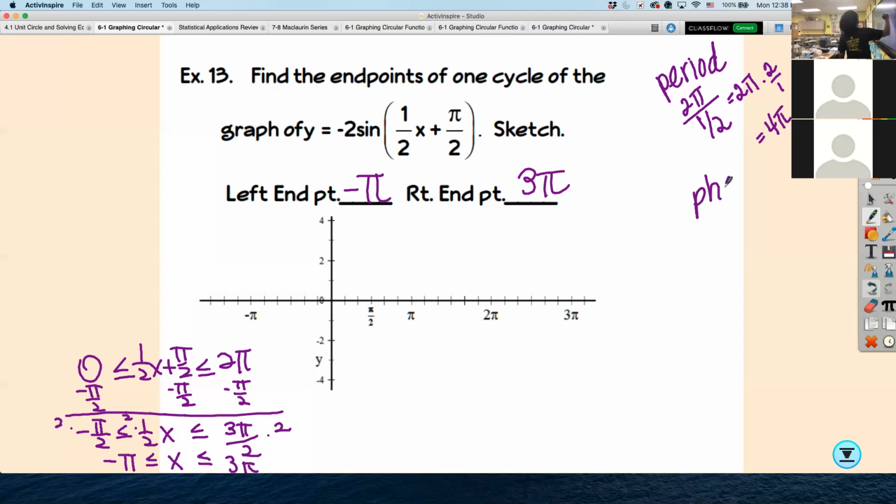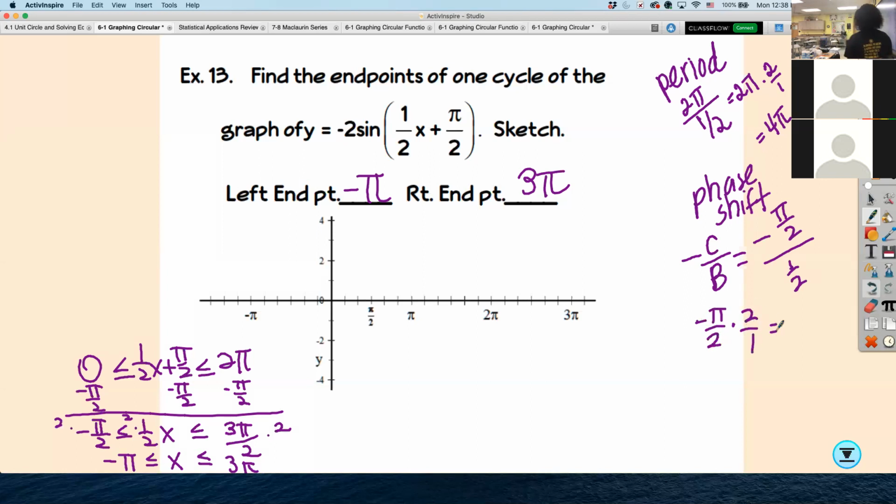To find my phase shift, it's the formula negative c over b. What's c in this problem? Pi over 2. And b is? 1/2. So if I keep, change, flip, what is my phase shift? Negative pi. That means I'm moving to the left or right? Left. Left pi units. If it's a negative value, that means we're moving to the left. Also, take a look at the inside, a plus means we are moving the opposite direction, to the left. So that's why the left endpoint's at negative pi, and then the period is 4 pi. That's why we go all the way up to 3 pi.